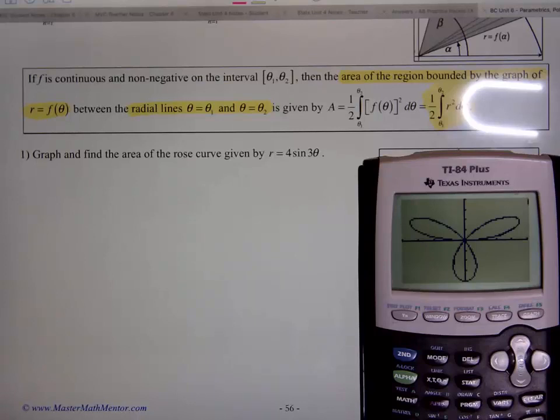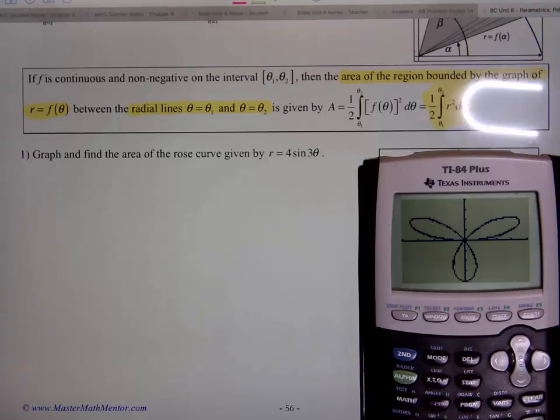Around again, and around again. Okay, so it makes it look a little darker. Okay, I want to find the area of all three of those. Question number 1. Do they look like they're all the same size? No, they don't. But that may be distorted from the fact that the screen is rectangular.